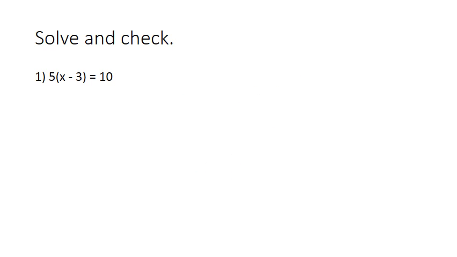Alright, again, you've been asked to solve and check. This is just like in the previous one, where first you get an answer of what you think x might be equal to, and then you need to check and make sure that that answer is correct. So first it says 5, and then in brackets, x minus 3 is equal to 10, and we need to isolate or get our x by itself.